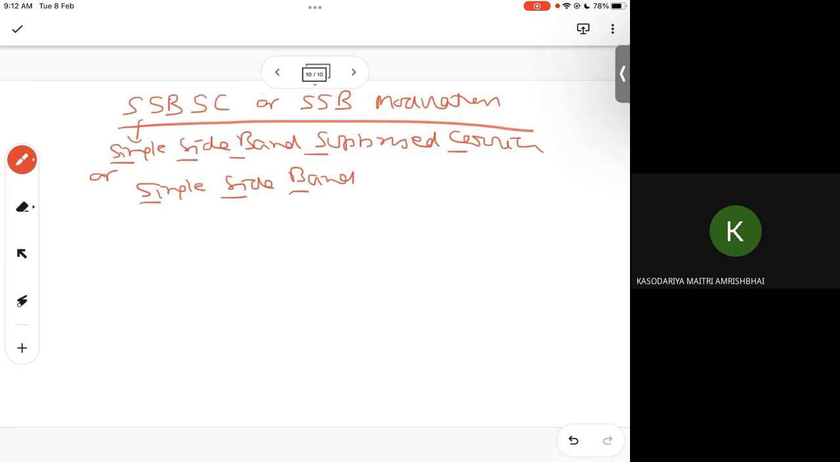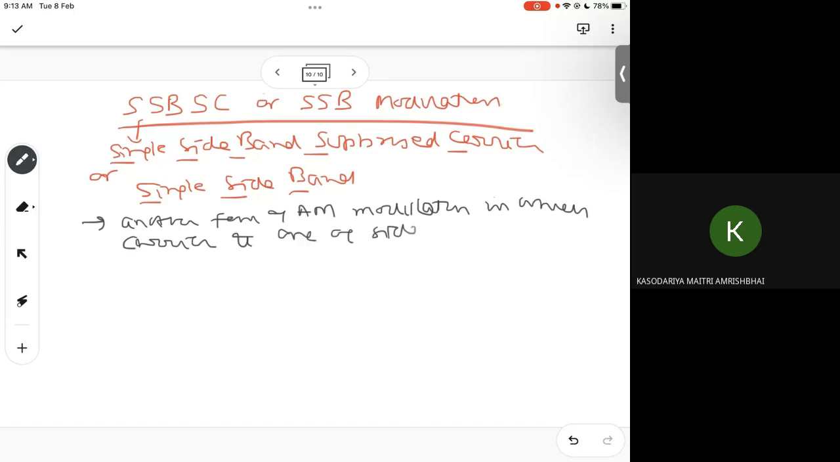So here, as we have understood, can I do a transmission with only a single sideband? That means I have suppressed the carrier, I have suppressed one of the bands, and still I'm able to do the transmission. So it is another form of modulation. This is another form of AM modulation in which the carrier and one of the sidebands, lower or upper, are suppressed. Two things we are suppressing.